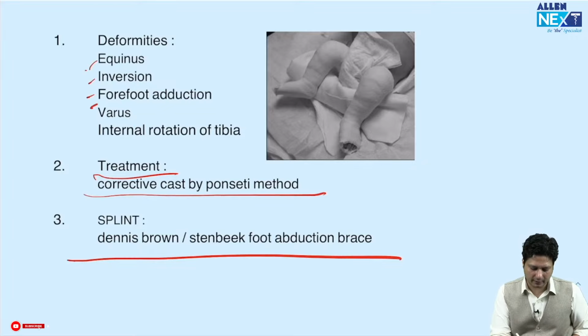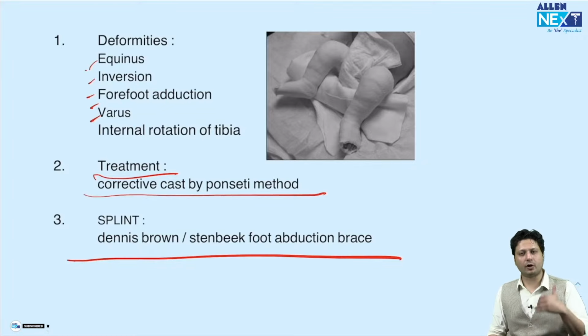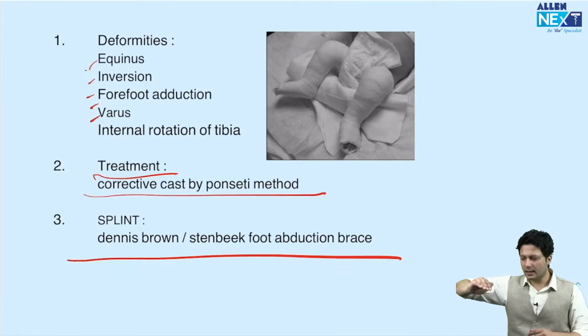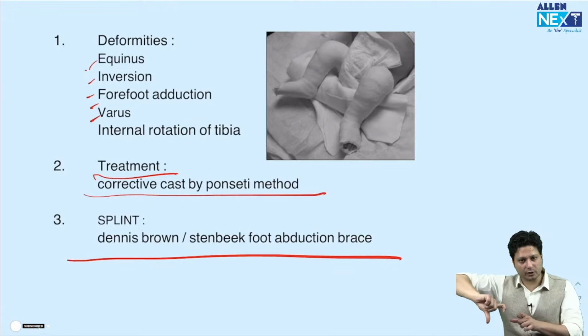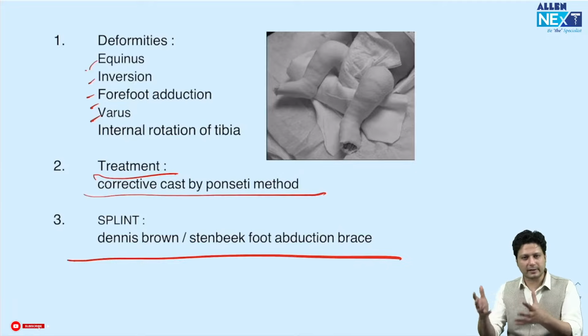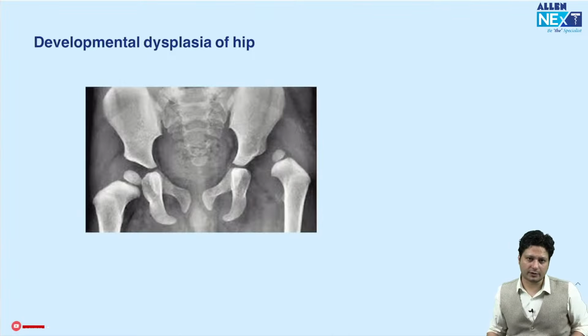And these are the deformities: the equinus deformity, inversion deformity, forefoot adduction. There will be the foot in equinus, that means plantar flexion. It will be in forefoot adduction. It will be in inversion. There will be internal rotation of the tibia, and there will be a varus deformity, that means a combination of the deformity at the level of the foot. All right. So be ready for this CTEV.